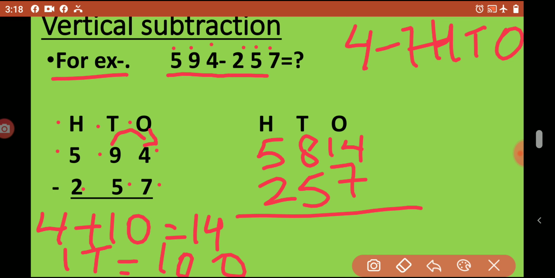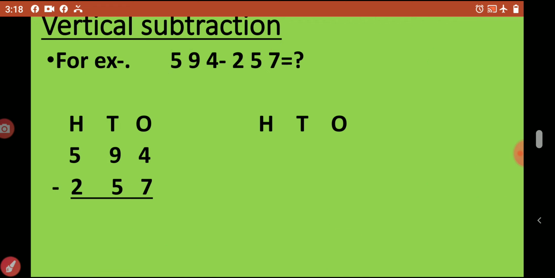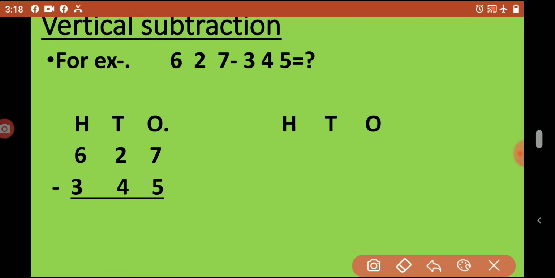Now we have to subtract. 14 minus 7 equals 7, 8 minus 5 equals 3, 5 minus 2 equals 3. So the answer is 337. Another method of vertical subtraction.